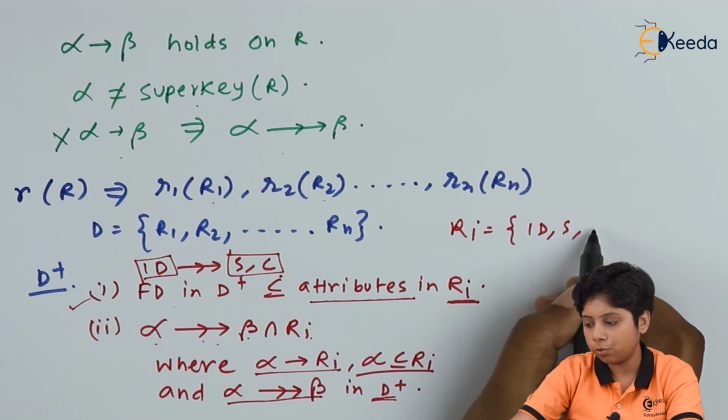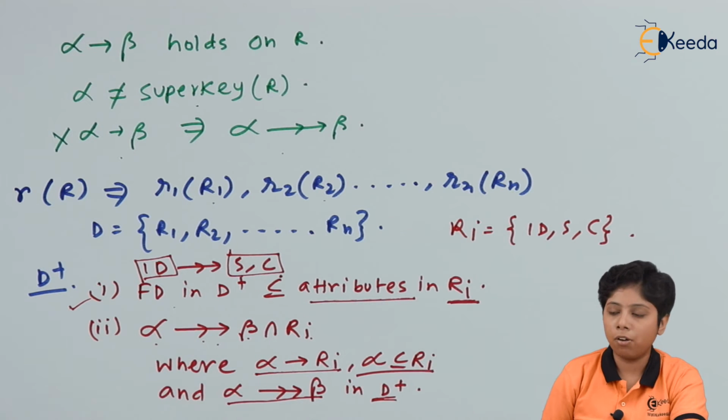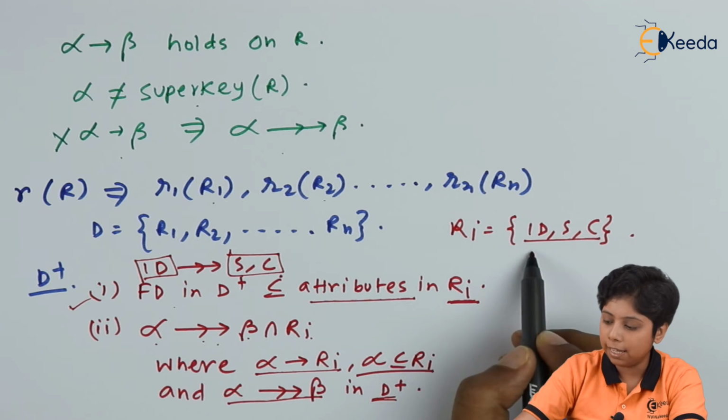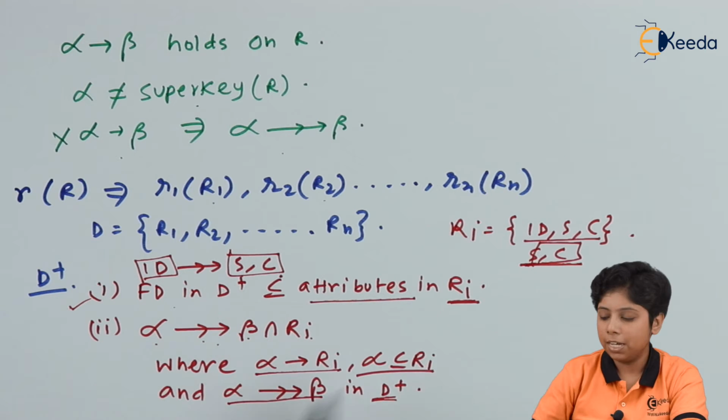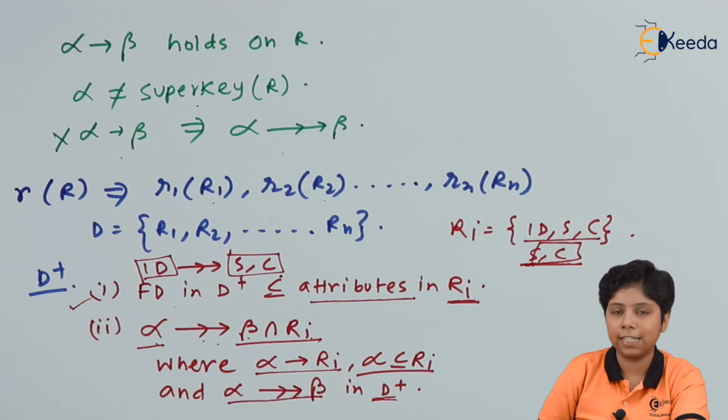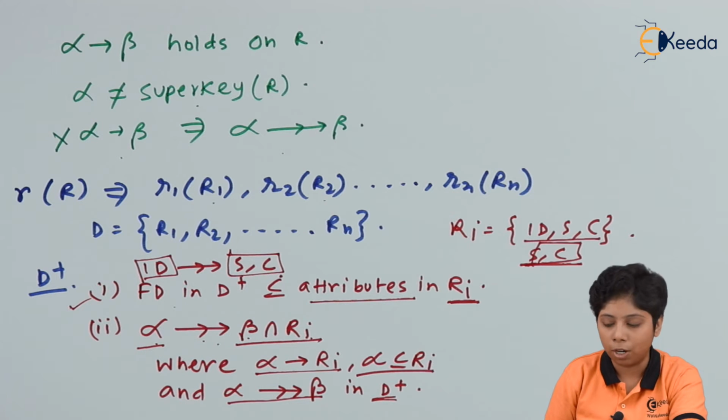ID, S, street and city. Now if I intersect ID, S and C with this S and C, we will have S and C. So ID defines S and C. This is the first one.